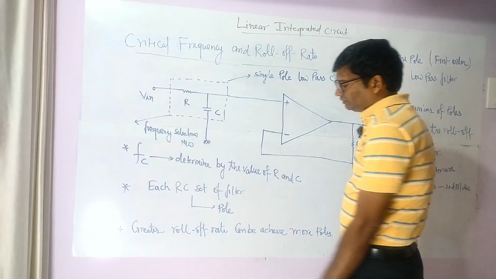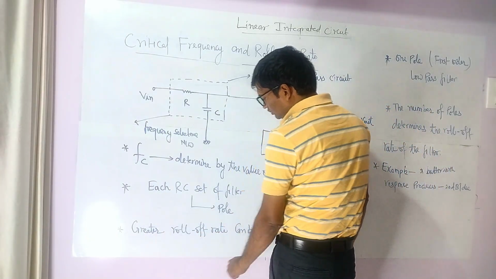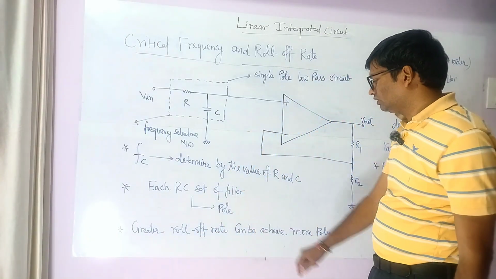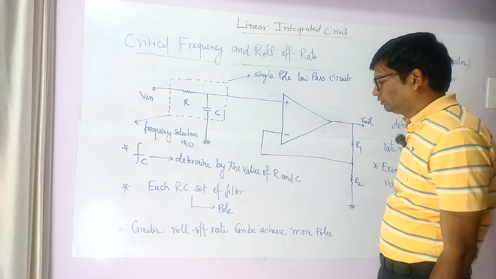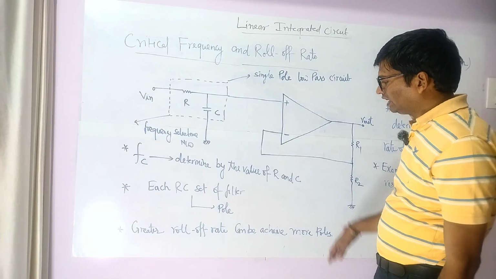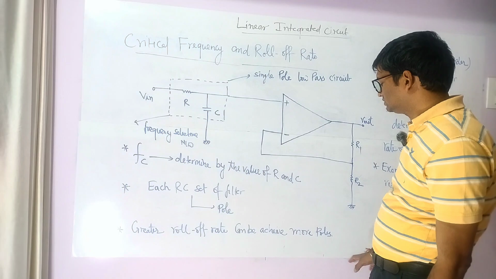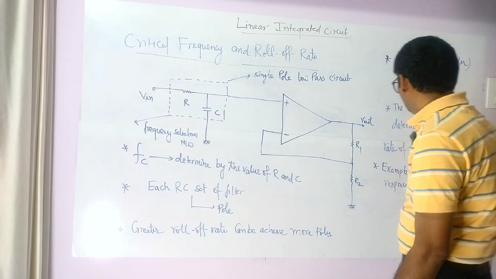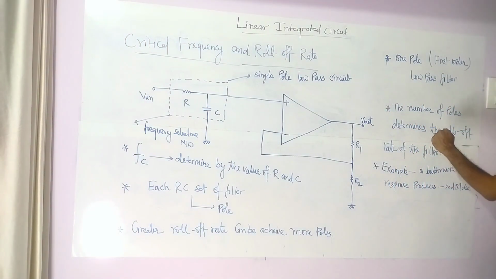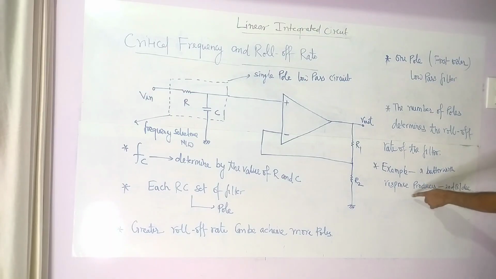If you want to calculate the roll-off factor, a greater roll-off rate can be achieved with more poles. The number of poles determines the roll-off rate. It means the maximum value of the roll-off rate can be determined with the help of the number of poles. Okay, so we are taking one example.